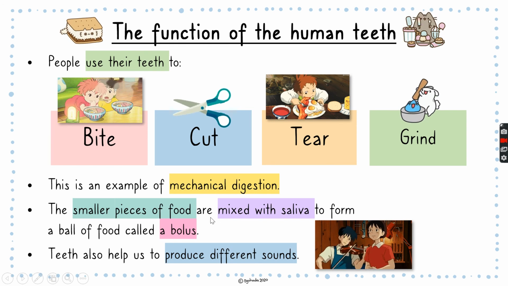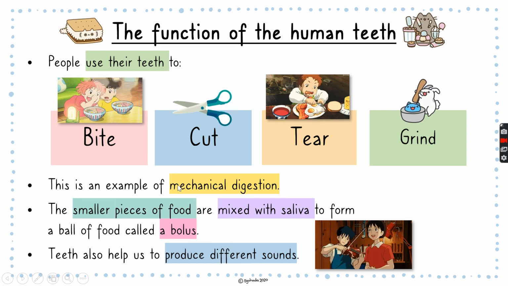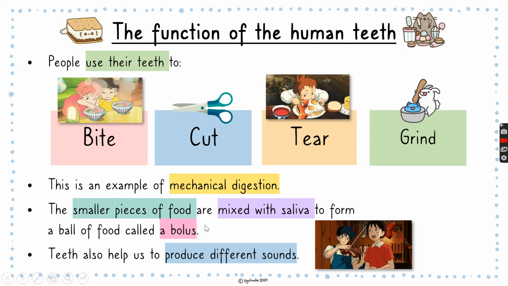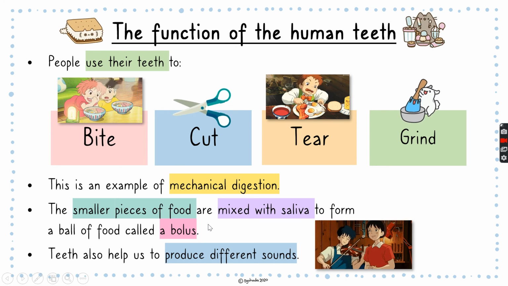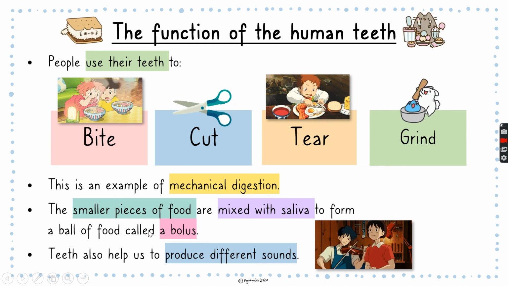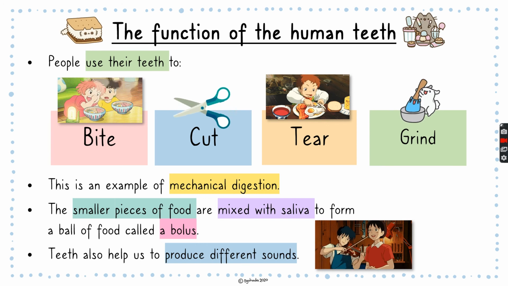But in the mouth, you also have your salivary glands, which secrete amylase. So in the mouth, it's not just mechanical digestion, but it also carries out chemical digestion, which is the breakdown of starch into glucose. But the teeth's main function is mechanical, so it just cuts down that food into smaller pieces. Another fun fact is that your teeth also help you to produce different sounds. So they are very important for speaking and forming words.